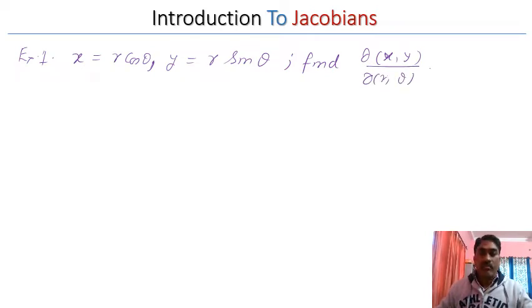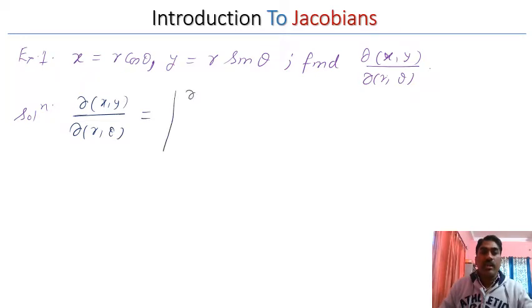So as a thumb rule, we take the Jacobian of functions with respect to their variables. x and y are functions, r and theta are variables. So we will find this Jacobian of x, y with respect to r, theta. This is given by the determinant: del x by del r, del x by del theta, del y by del r, del y by del theta.